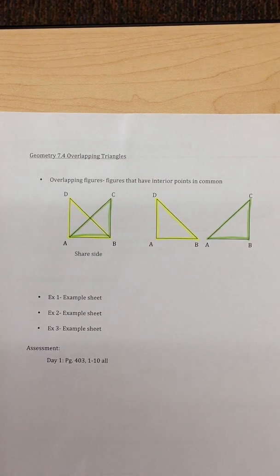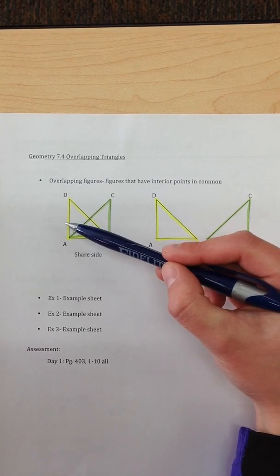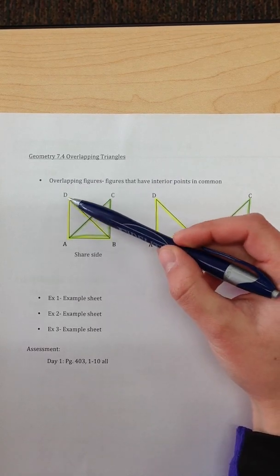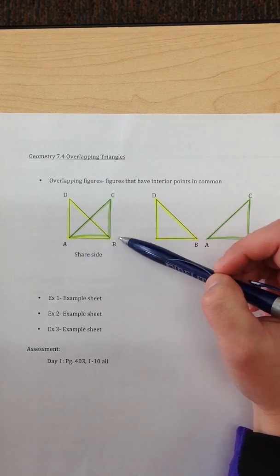This is section 7.4, overlapping triangles. Okay, so overlapping triangles are basically a picture where you are sharing points or sides or something like that. So we've got two triangles here that are overlapping with each other. I've got one in yellow, DAB, and then I've got one in green, CAB.